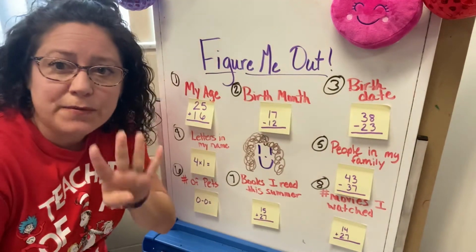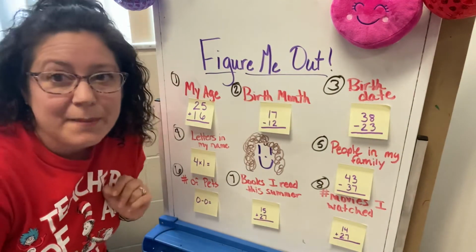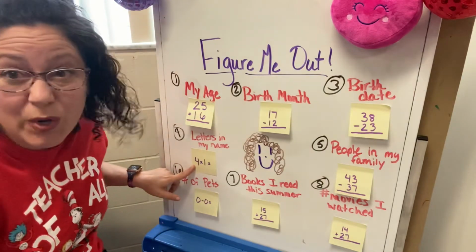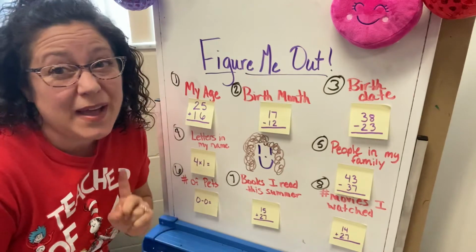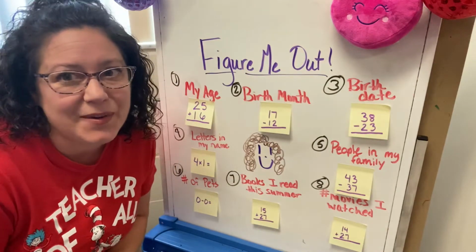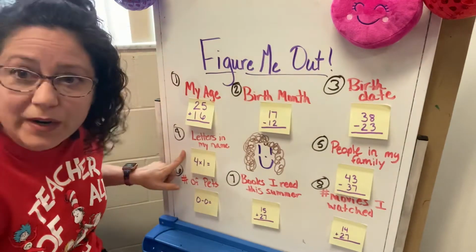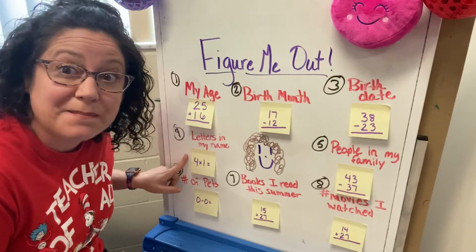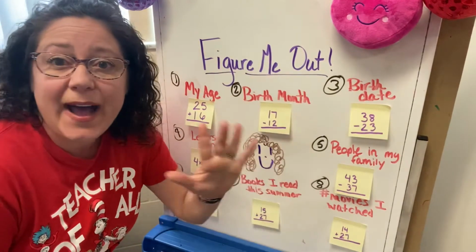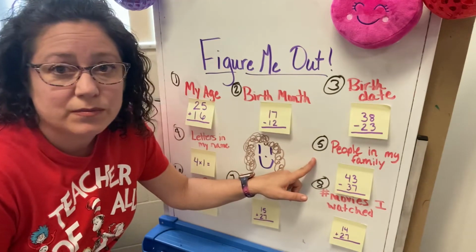So next to number 4, this is how many letters in my name. Now, if you remember what my name is from my homeroom video, this should be easy. 4 times 1. If you haven't done multiplication yet, but you remember from my welcome video what my first name is, that's how many letters, okay? Number 4 is 4 times 1.